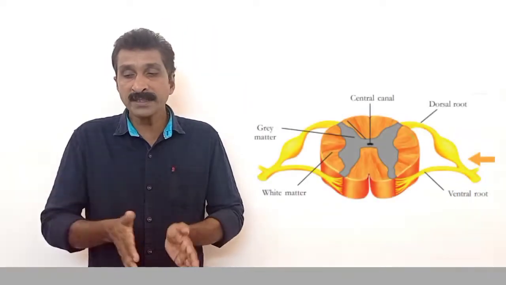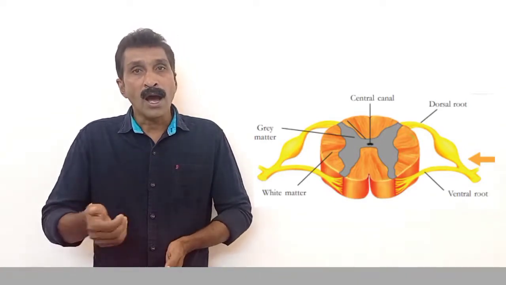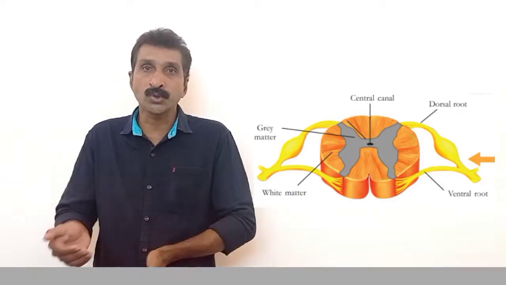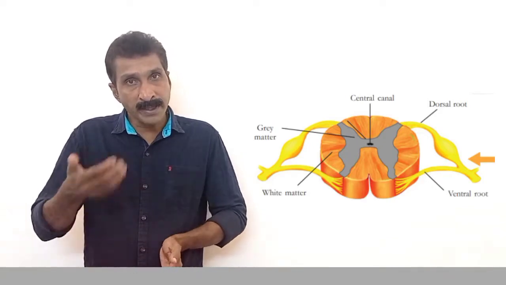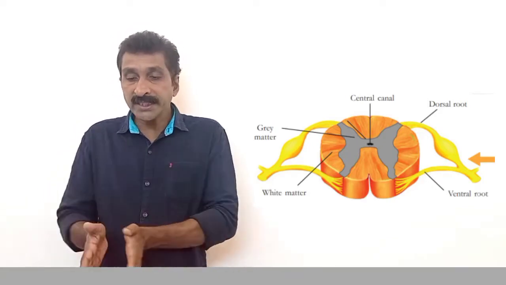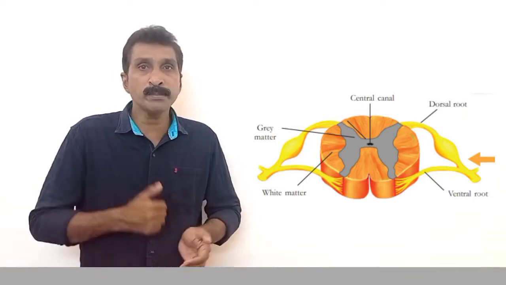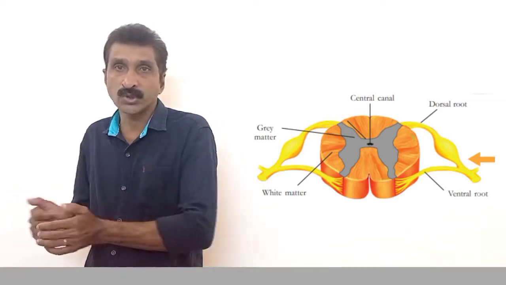The sensory impulses reach the spinal cord through the dorsal root and the motor impulses go out of the spinal cord through the ventral root.